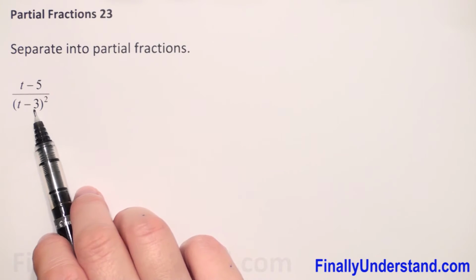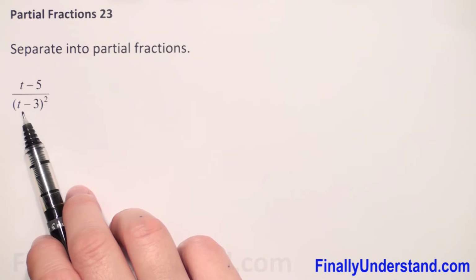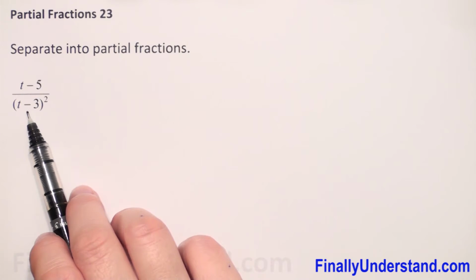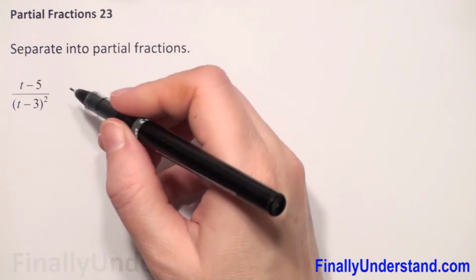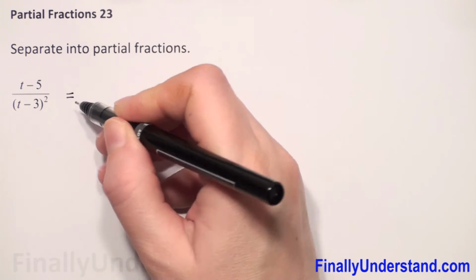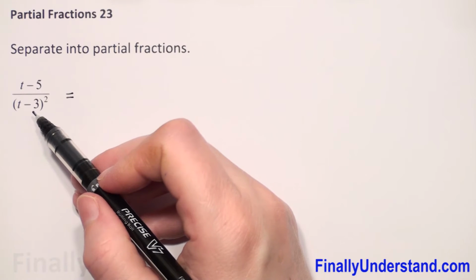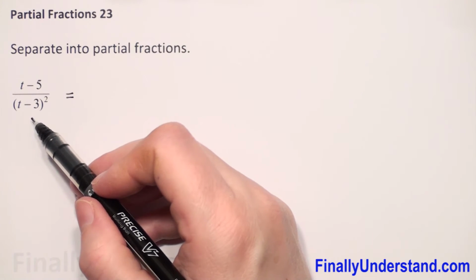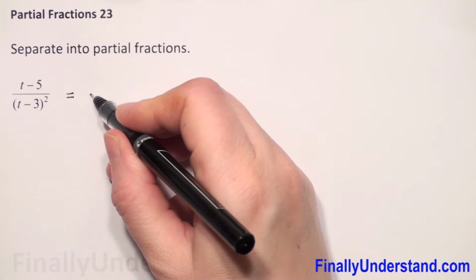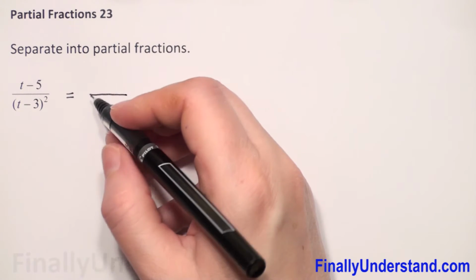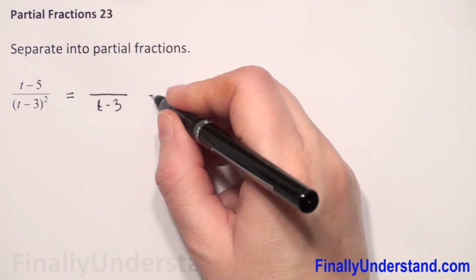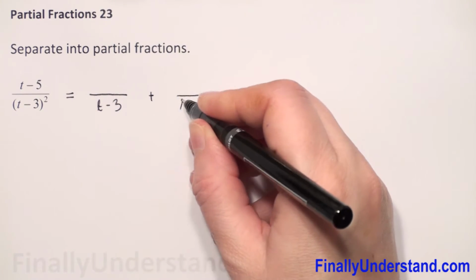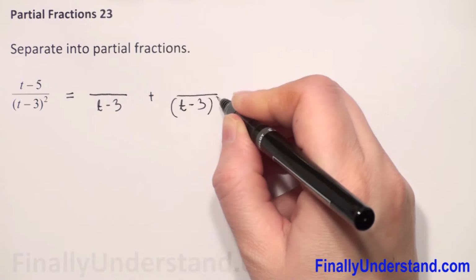Next, we have the denominator, which is factorized, and we see that t minus 3 is a linear factor, and this linear factor repeats because we have t minus 3 to the second power. So when we rewrite our original fraction into partial fractions, when we have a repeated linear denominator factor, we need to write t minus 3 to the first power, we don't have to write the 1, plus t minus 3 to the second power.